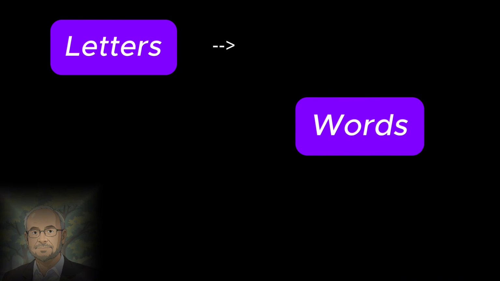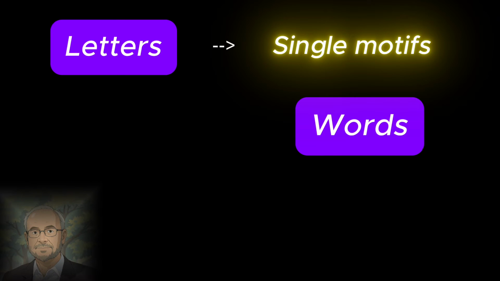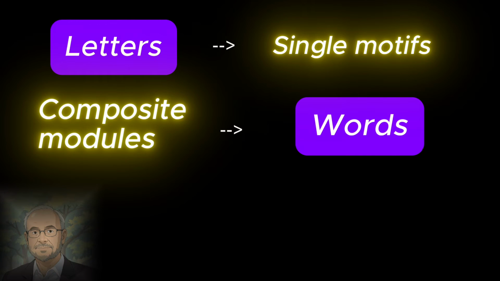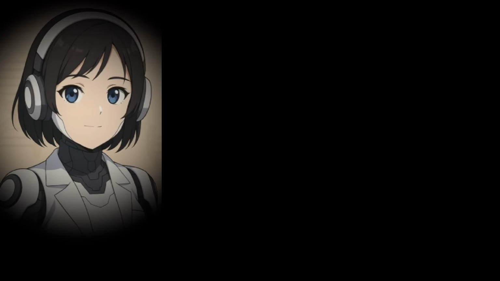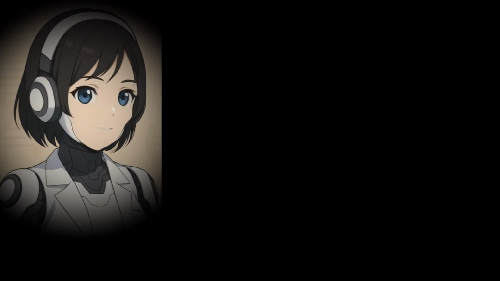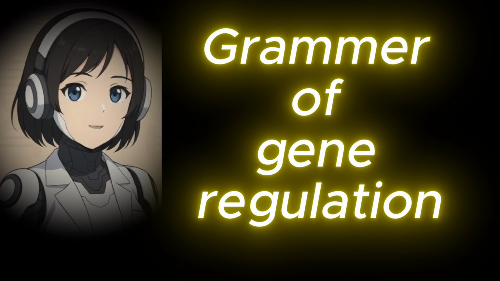Think of it like letters versus words. Individual letters, single motifs, can appear anywhere, but specific sequences of letters, composite modules, form meaningful words. CMA finds those words of the regulatory code in the genome. So with CMA, you're not just matching motifs, you're decoding the grammar of gene regulation.